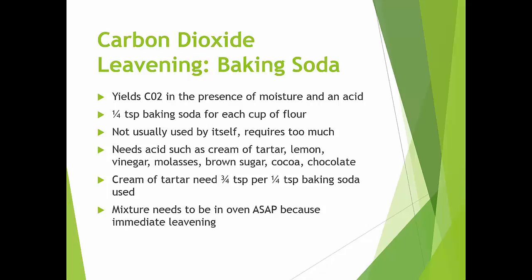You also need to add an acid to your baked good in order for the baking soda to react. Examples of acids would be cream of tartar, lemon, vinegar, molasses, brown sugar, cocoa, or chocolate. These are all examples of acids that can be used to react with the baking soda and create carbon dioxide. If you're going to use cream of tartar, you need about 3/4 teaspoon for each 1/4 teaspoon of baking soda that's used.